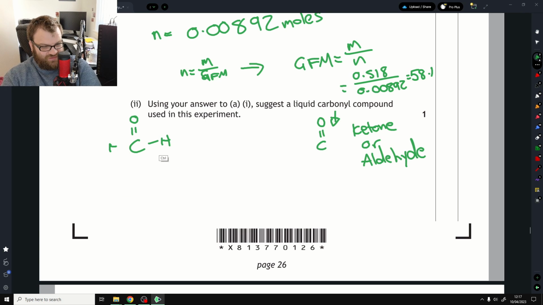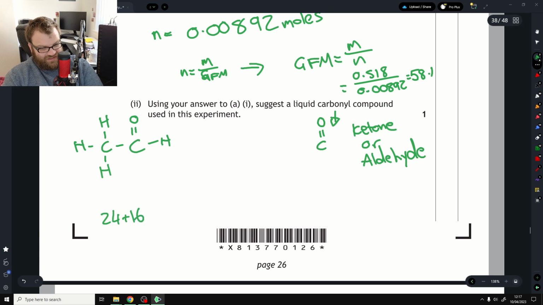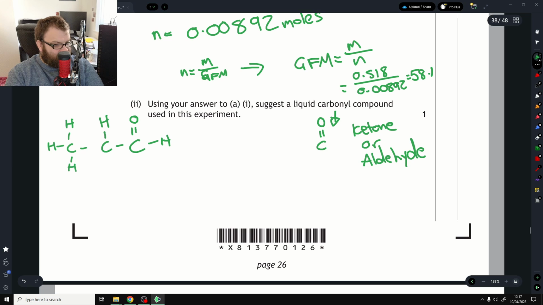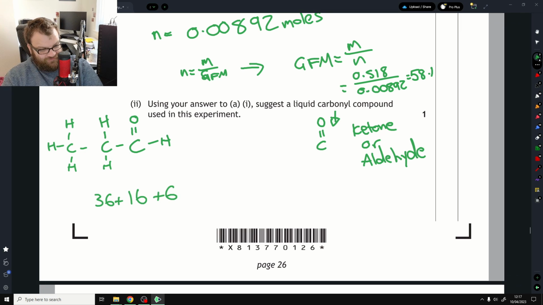Bump it up a touch. So let's try 2 carbons. We have now got 24 from the carbons, 16 still from the oxygen, and 4 from the hydrogens. It gives you 44. Not quite, but we are getting there. So next thing to do is put on a third carbon. Something like that. You've got 36 from the carbons, 16 from the oxygen, and 6 from the hydrogens. 36 and 16 is 52, and 6 is 58. We'd get that one.